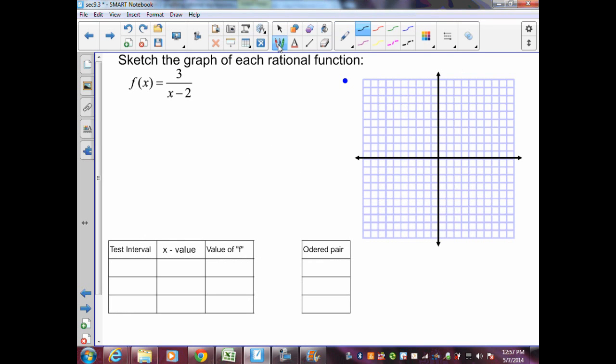Our first example, I want to graph the function f of x equals 3 over x minus 2. Following the guidelines, I want to simplify. It's already simplified. Number 2, I want to set my denominator equal to 0 to find the vertical asymptotes. And when I do, I get x equal to 2 as my vertical asymptote. And I can graph that.